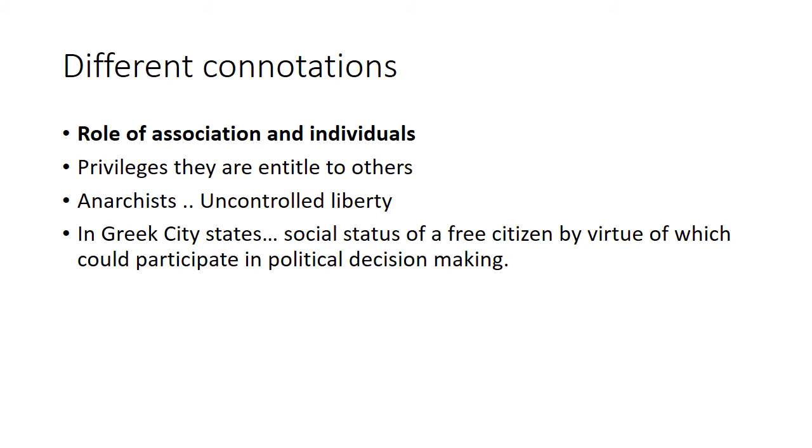And if we see Greek city states, liberty means the social status of a free citizen by virtue of which he could participate in political decision making. So in ancient Greek city states, there was some sort of discrimination: only a few people were allowed to participate in political decision making, and liberty was entitled to them. Remember, guys, not all people were allowed to participate. Only such citizens who were the permanent citizens of the concerned state, and not slaves or neutral citizens, were allowed to participate, and it was said that liberty is given to them.